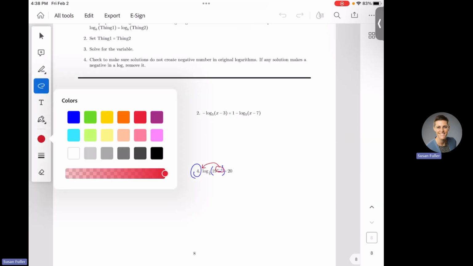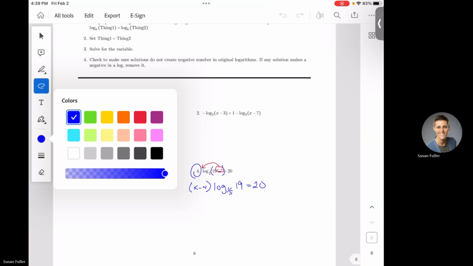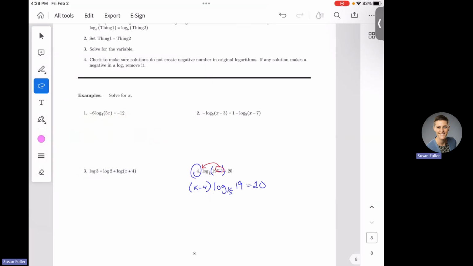So let's do that. And when we do, we're going to have x minus 4 times log base 1/5 of 19 equals 20. And 19 is the only thing left inside that log now. Now, this looks a little funny, but I want to point out here that this log base 1/5 of 19, this is just a number. You could use your change of base formula. You could put it in your calculator.